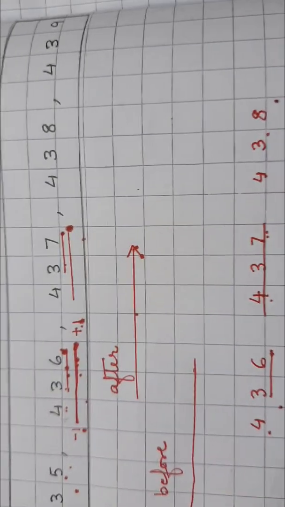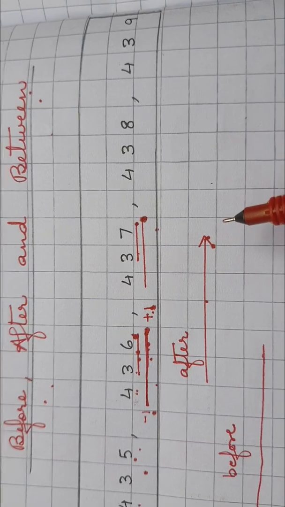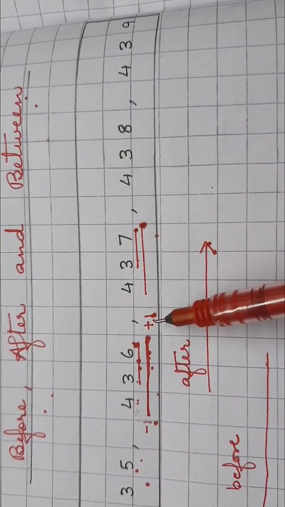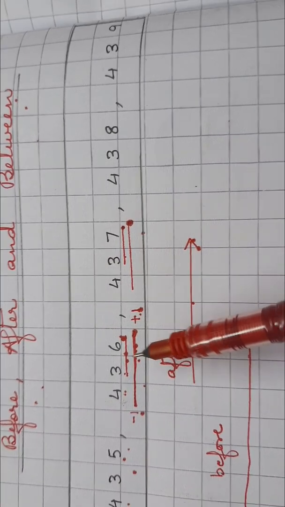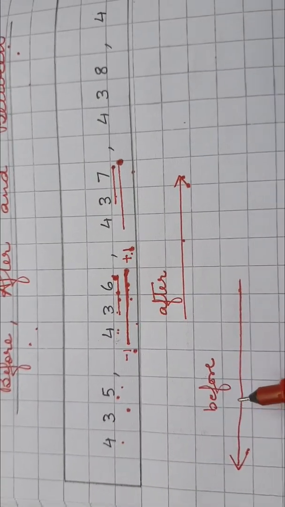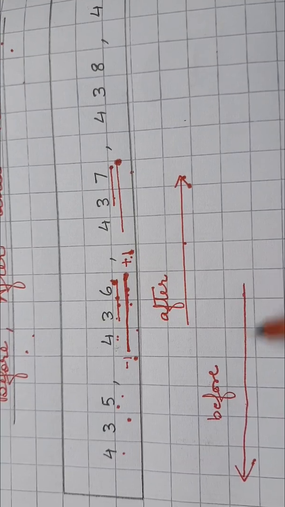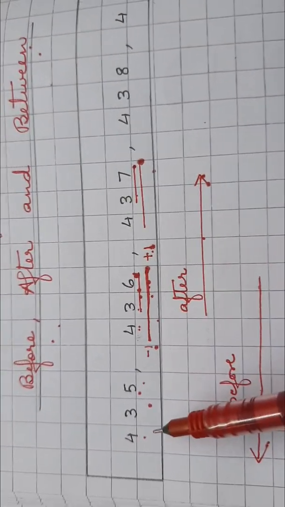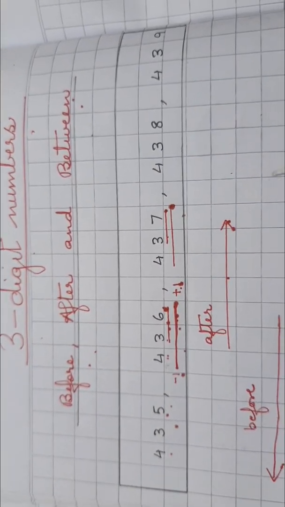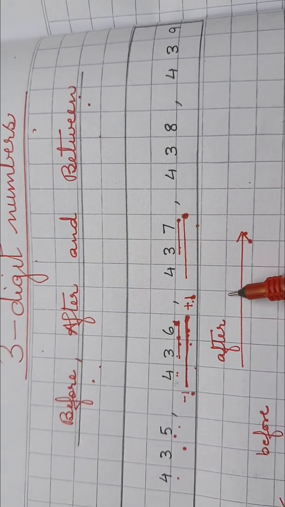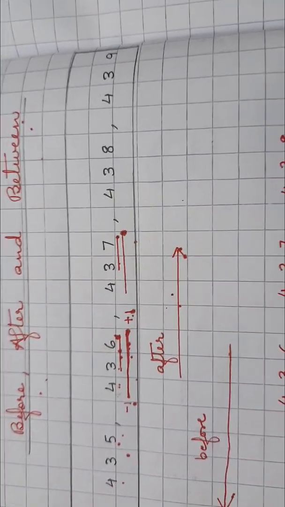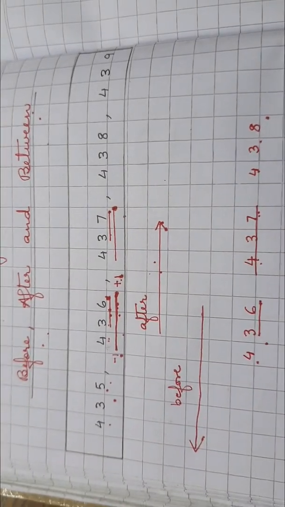So children, to get the number which comes after, you move forward or you add 1 to the given number. To get the number which comes before, you move backward or you subtract 1 from the given number. So this way you can easily find the number which comes after, before and between the given two numbers.